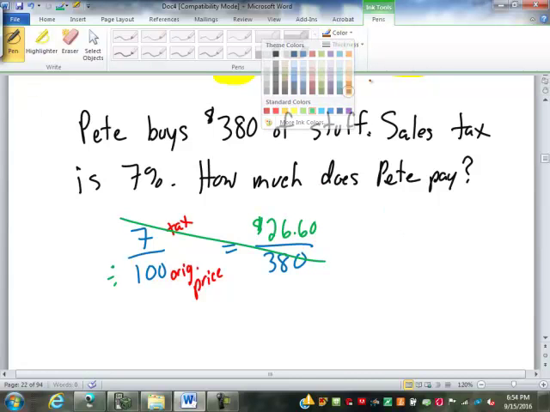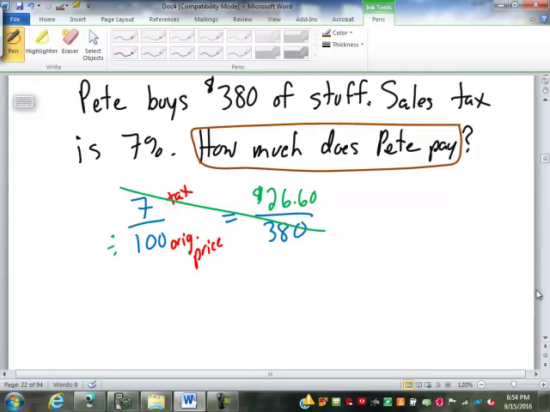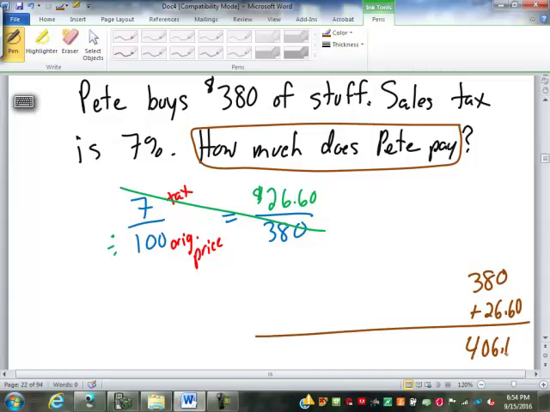Well, that's not what we want, though. We want the amount paid, don't we? How do we get that from this? We add it. Good. We take 380. We're going to add the $26.60 to get $406.60.